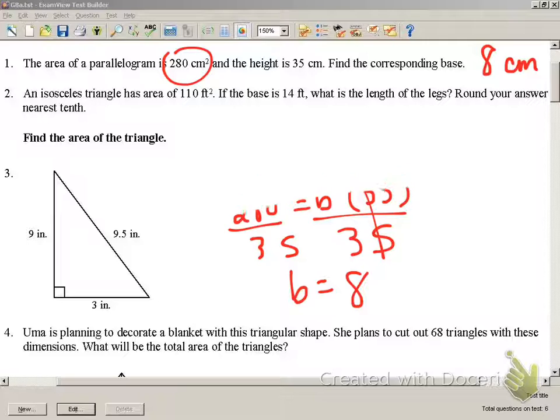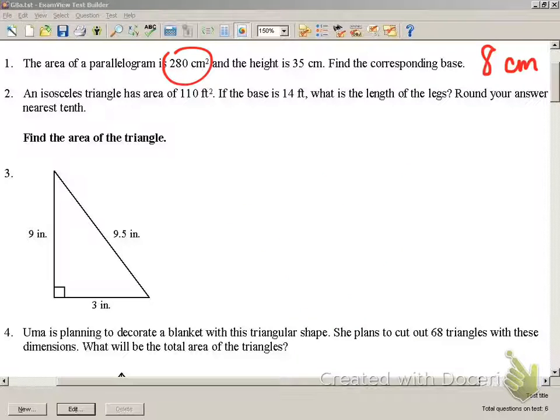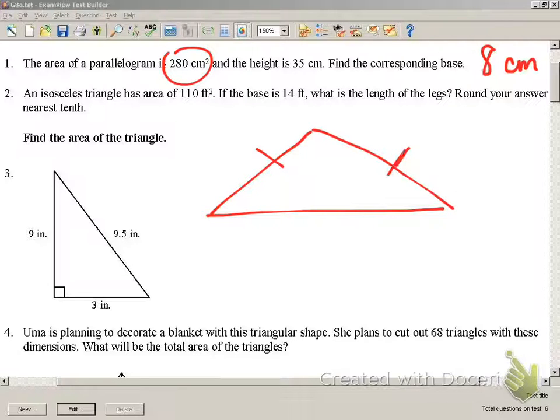Now, number 2. Number 2 says an isosceles triangle has an area of 110 square feet. The base is 14 feet. What is the length of the legs? Round your answer to the nearest tenth. So if we draw our isosceles triangle, we do know that the legs are the same because it's isosceles. The base is 14. If I draw the perpendicular, that gives me the height. Now, that perpendicular does bisect this side here. So that means that each one of these sides are 7 and 7, right? If I know the height and I know that one side is 7, I can use Pythagorean theorem to find the length of a leg.